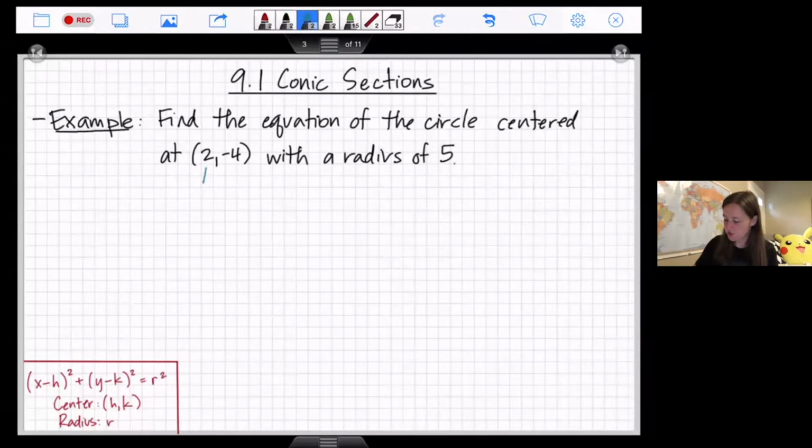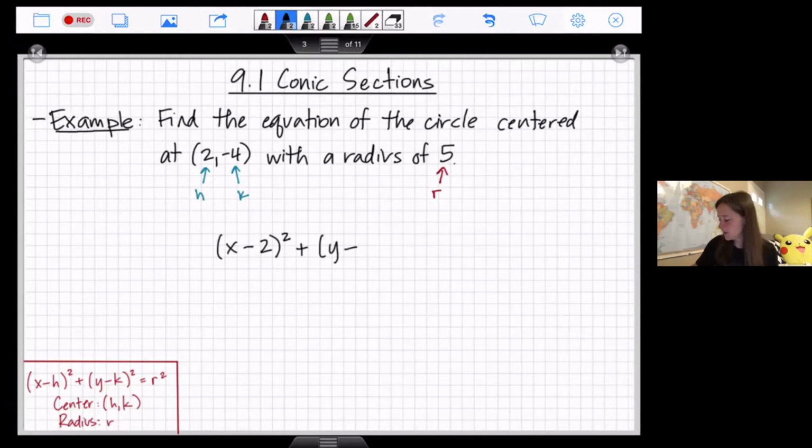So our h is 2, our k is negative 4, and our radius of the circle is 5. Just plug and chug. So we're going to plug in x minus h, so (x minus 2) squared plus (y minus a negative 4). So this is going to become (y plus 4) squared. And then it's going to be 5 squared, so 25. Okay, so we always square that radius over on the right.